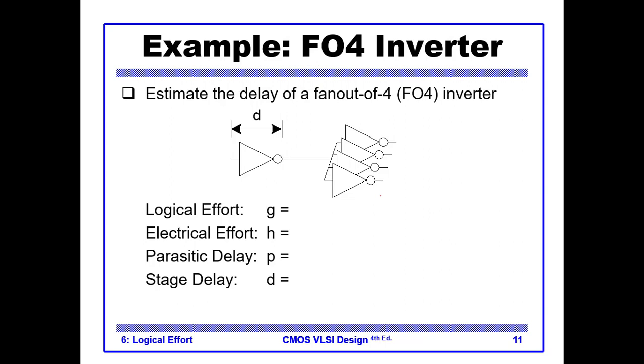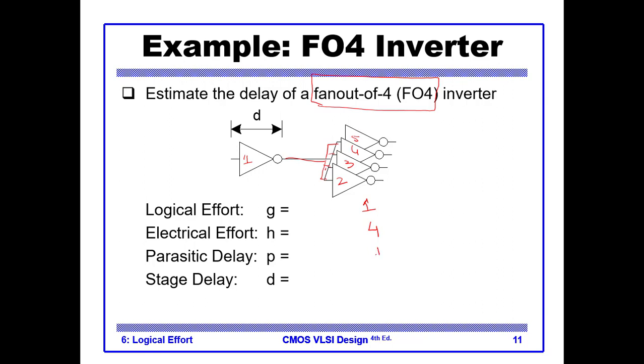Okay. Let's come to another example. In this example, we have an inverter which is driving inverters 2, 3, 4, 5. This is sometimes called fan out of 4 or FO4. So what is the logical effort? The logical effort for a NOT gate is 1. What is the electrical effort or fan out? It is 4, because this inverter is driving 4 other inverters.